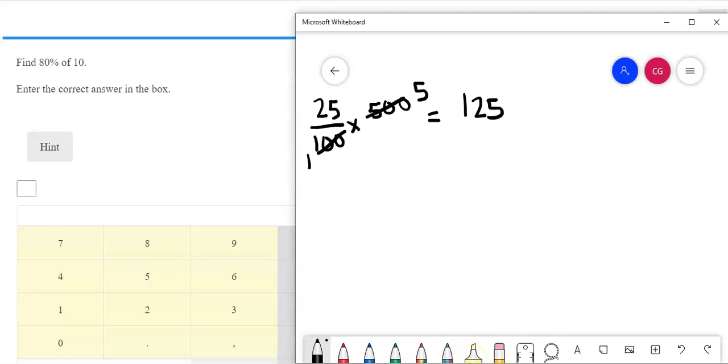Next one, 80% of 10. Okay, so on this one, I have 80%, which is 80 over 100 times 10. 10 goes into 10 once. 10 goes into 100 10 times. I'm going to go ahead and simplify here because I know I can cross my zeros out because that represents dividing by 10. So I get an answer of 8.